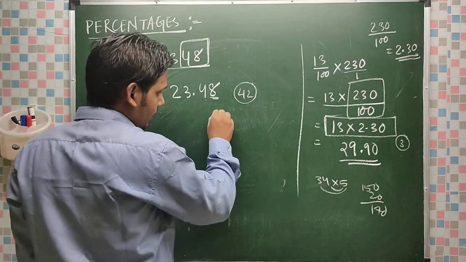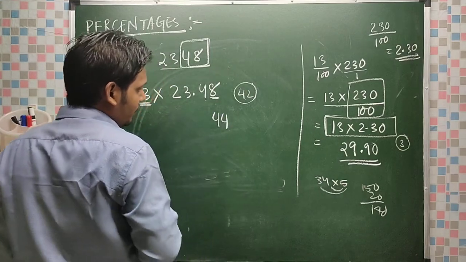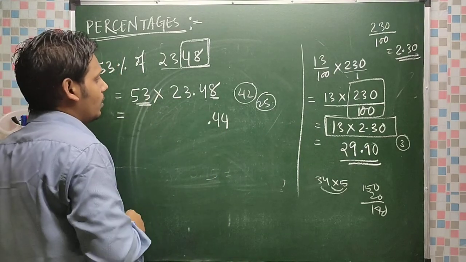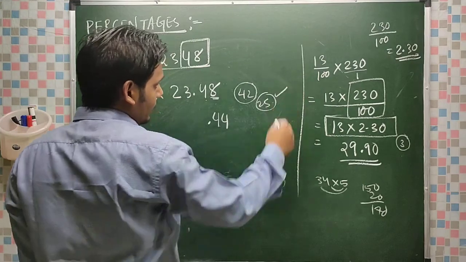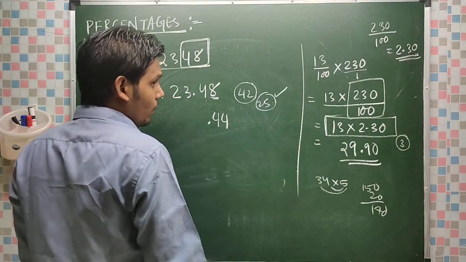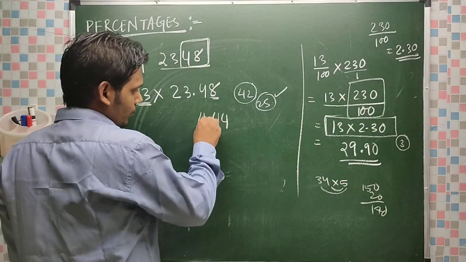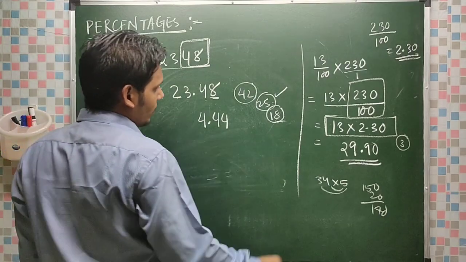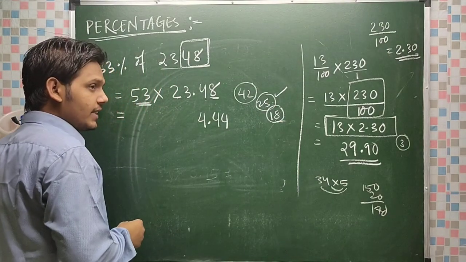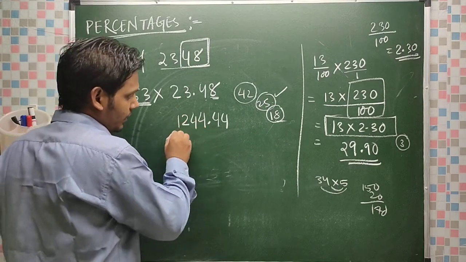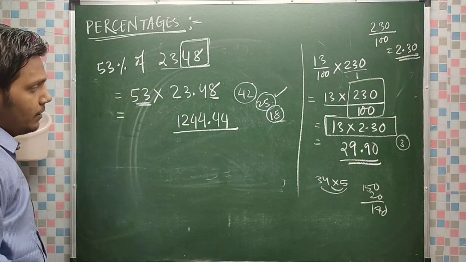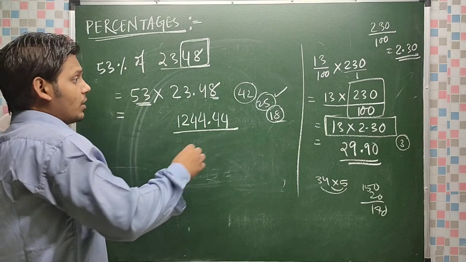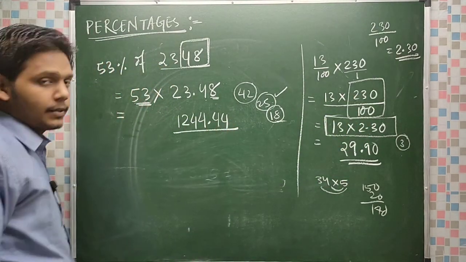4 into 53: 4 times 3 is 12, 4 times 5 is 20, 200, 212, plus 42 is 254. Now 25 we have, so put the point. Now 3 into 53 is 159. 159 plus 25 is 184. Then 53 into 2 is 106. 106 and 18 is 124. Your answer is 1244.44. If you evaluate with this process, you get the same answer.